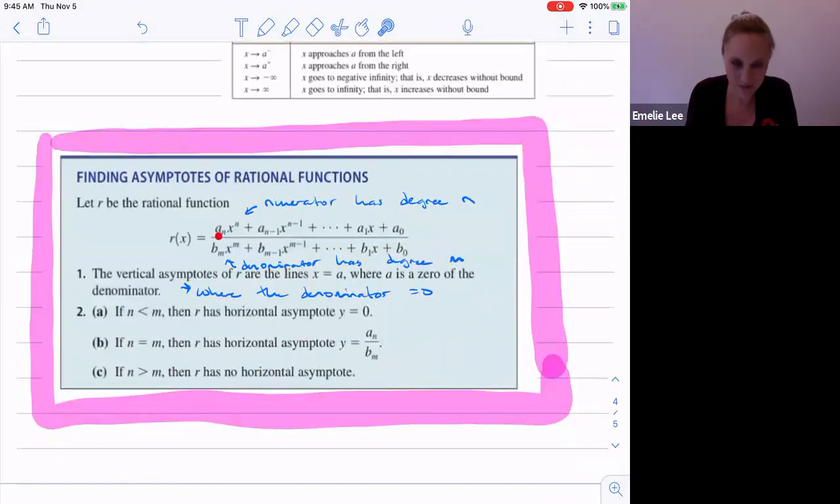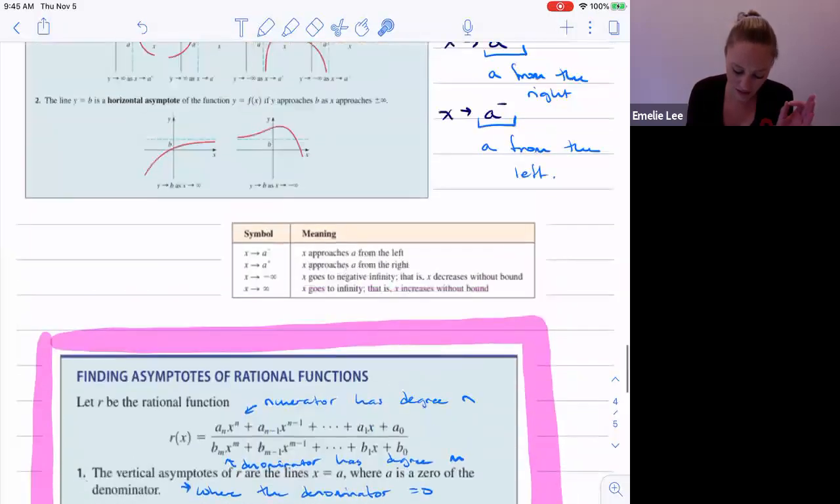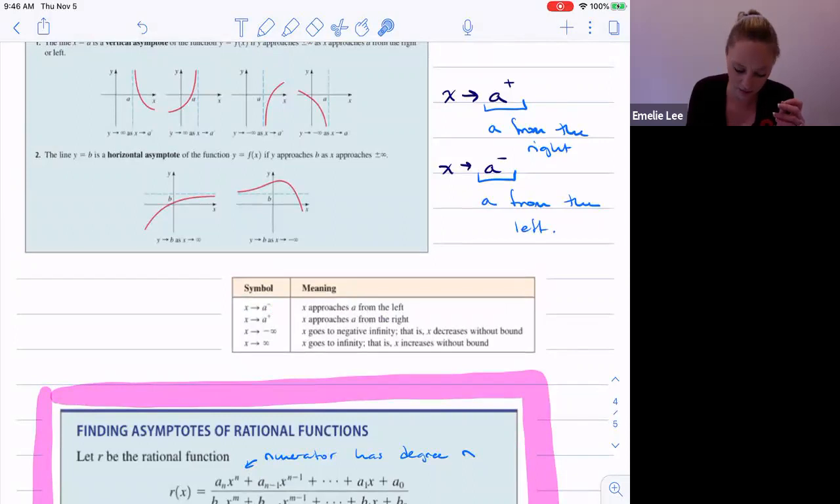You can use c here as your coefficient if you want to. It's actually pretty common to use a's and b's, but you can use whatever you want. But that is something to keep in mind. If you're looking at this, just remember that if it has a little subscript on it, it's going to be different from the a's that we're talking about here, these vertical asymptotes. Okay, good.